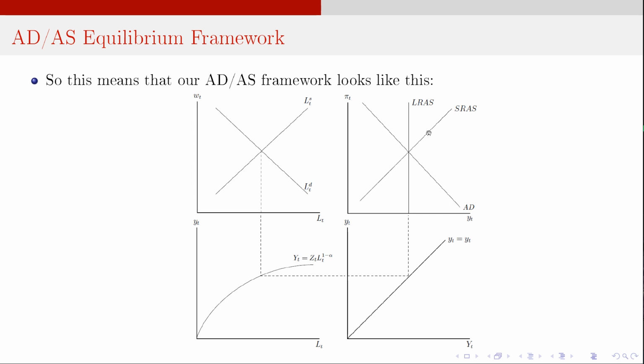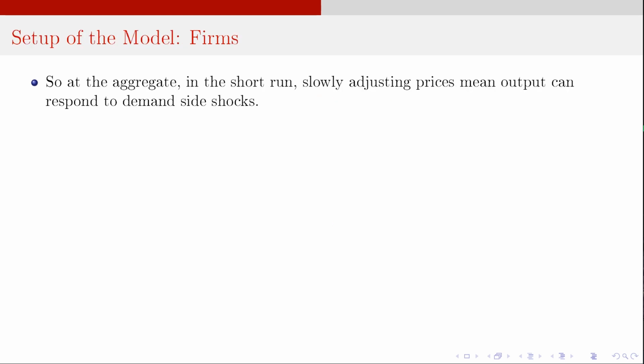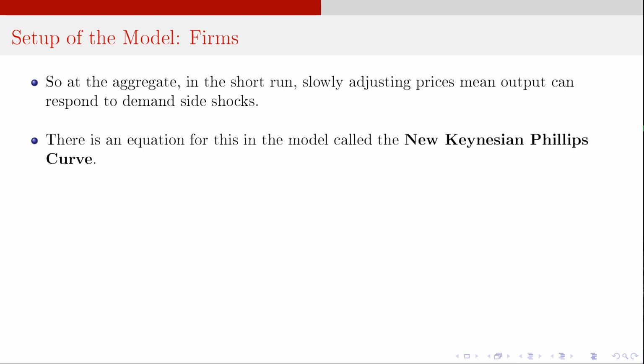But in the long run, this short run aggregate supply curve is going to begin to shift inward, up to the point where the new aggregate demand curve, let's say it crosses here, intersects with long run aggregate supply and short run aggregate supply. And I'll explain the process through which that works in a different video. So in the short run, slowly adjusting prices mean output can respond to demand-side shocks.